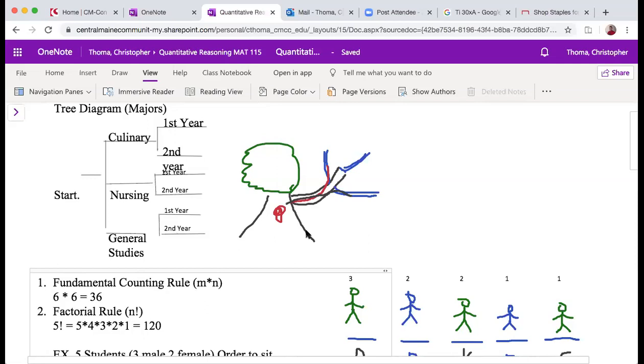Next class, we'll start doing probabilities without counting. Any questions on anything we've covered today?